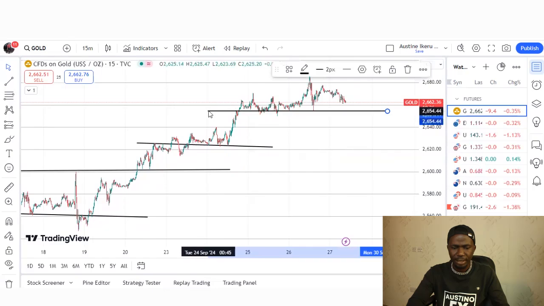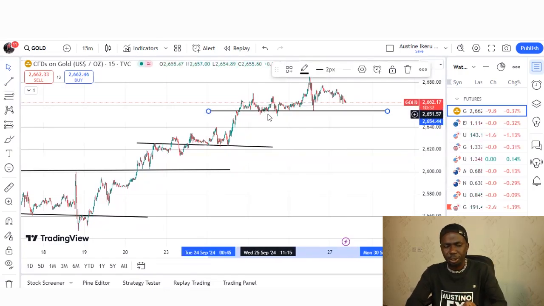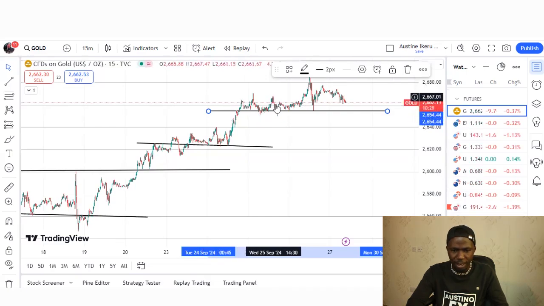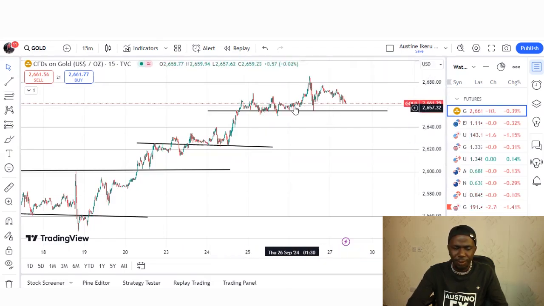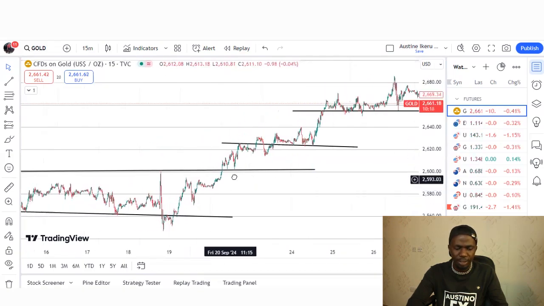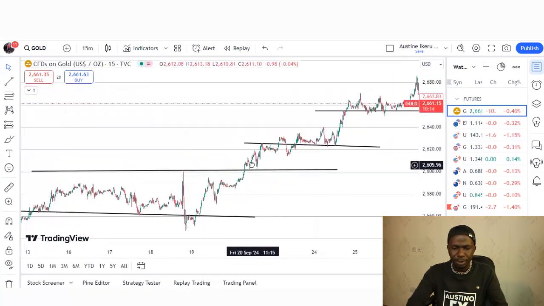So you can see that this is the level where the price is getting rejection. As the price goes up, it comes here and gets rejected, goes up again, comes here and gets rejected, goes up again, comes here and gets rejected, goes up, then comes back here and gets rejected. So you can see this is your entry, this is your entry, this is your entry, and this is your entry.